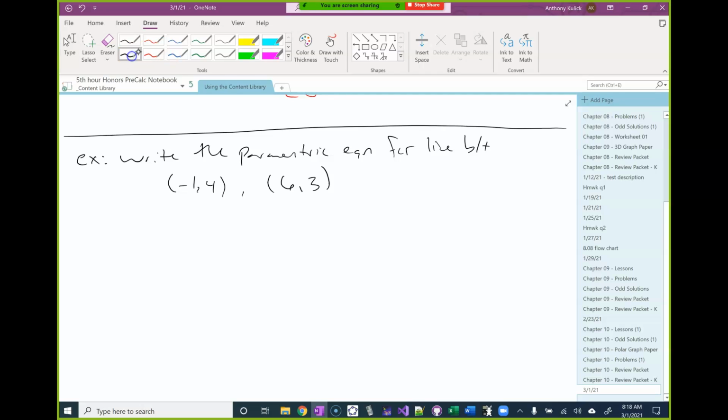Actually, let's make this less trivial. Say the line segment between these 2 points. What's going to be the easiest way to do this? The easiest way to handle this is to use the vector equation for a line.